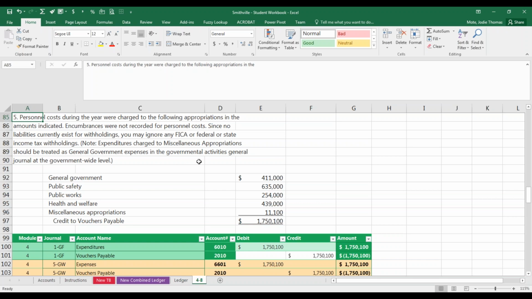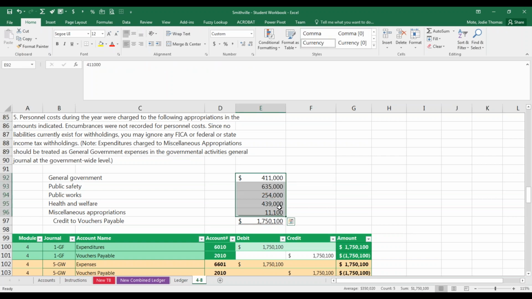But anyway, you're recording an expenditure here. Because they're saying personnel costs were charged to the following appropriations, not that they were charged to the following line items of the budget, and it's not saying that you're recording the budget. It'll say the legislature passed an increase in the budget, blah, blah, blah, if you're supposed to be messing with those budgetary accounts like appropriations or estimated revenues. So anyway, this one's easy.